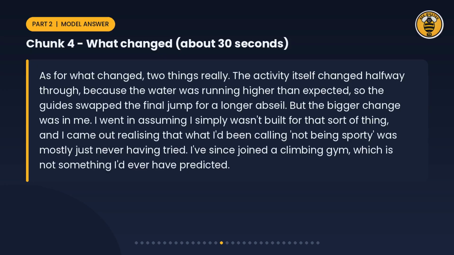As for what changed, two things really. The activity itself changed halfway through because the water was running higher than expected, so the guide swapped the final jump for a longer abseil. But the bigger change was in me. I went in assuming I simply wasn't built for that sort of thing, and I came out realizing that what I'd been calling not being sporty was mostly just never having tried. I've since joined a climbing gym, which is not something I'd ever have predicted.